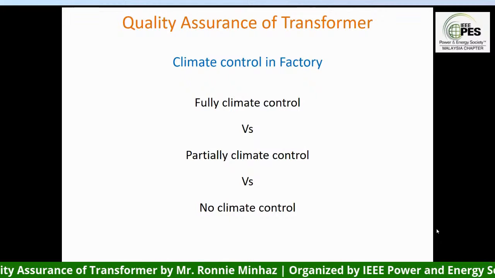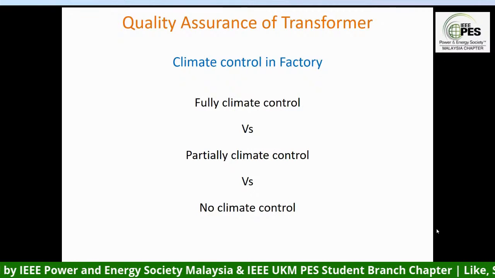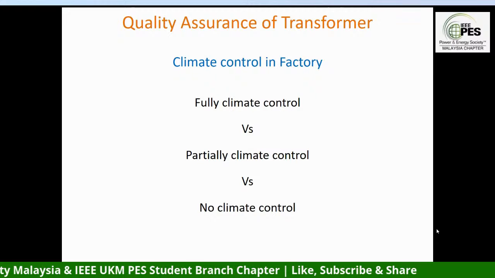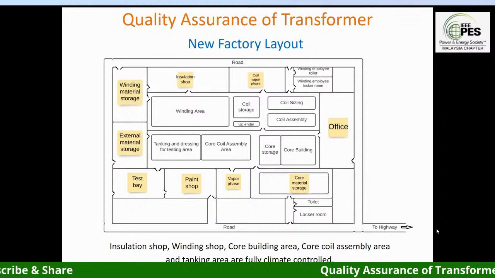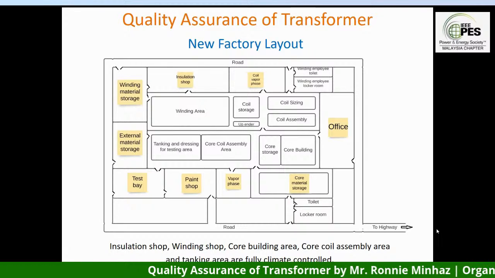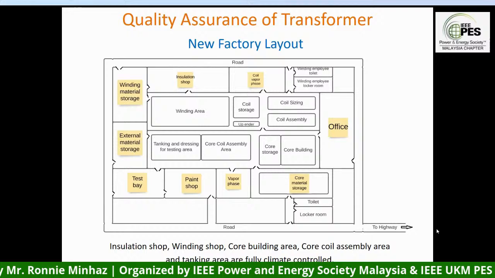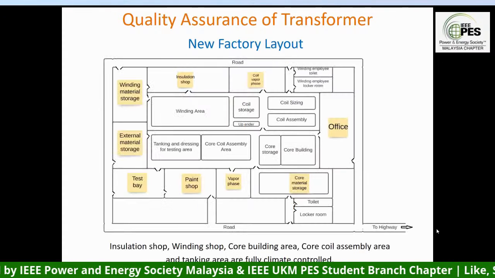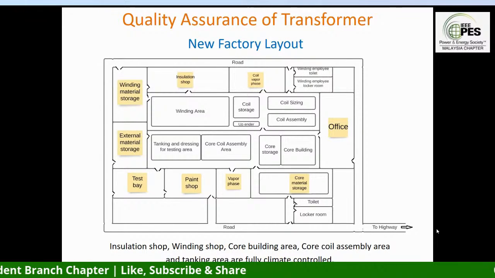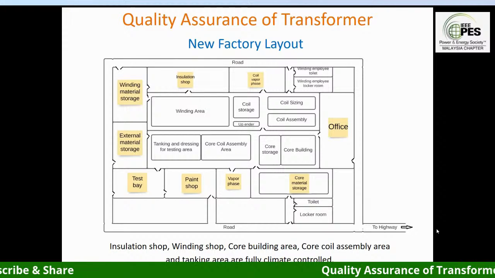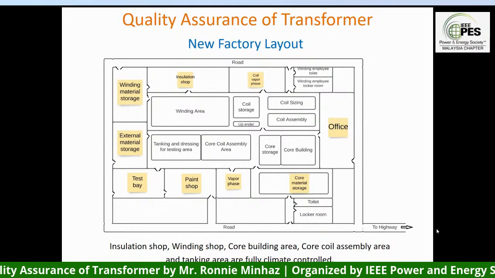So the next question is the climate control of the factory: whether the factory is fully climate controlled, partially climate controlled, or has no climate control, and what is the impact of that? When I say fully climate controlled, let's go back to this layout of the new factory. It means every single department of this layout is controlled for humidity, temperature, dust, and any kind of metal particle. Partially climate controlled means, for example, just the winding area or just the coil sizing area or the coil assembly area. Only this area is controlled for humidity, temperature, dust, and metal particle.